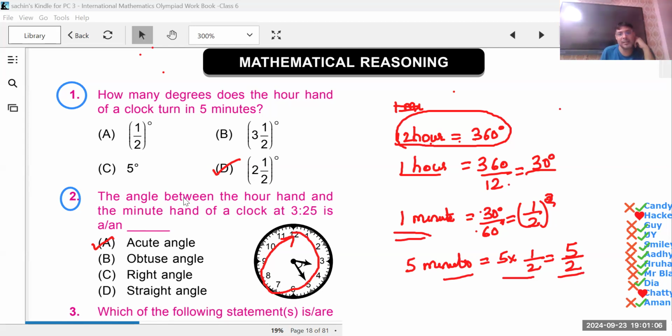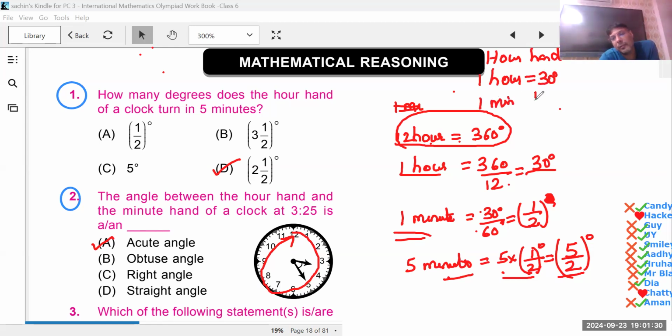Did you understand, guys? Sir, can you explain the last part? Son, in 1 minute it is half a degree. Yes, sir. In 5 minutes, 5 into half. Okay? Yes, sir. Now note it down, guys. How much does the hour hand move in 1 minute? How much does it move in 1 hour? 30 degrees. In 1 minute, half a degree. Please note it down.